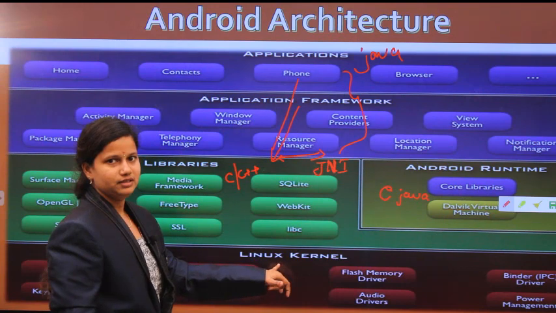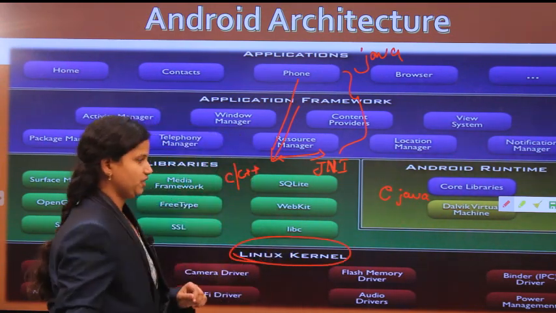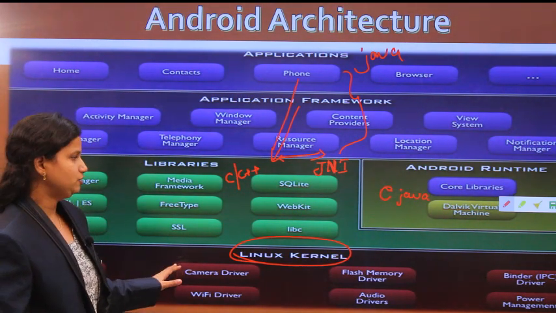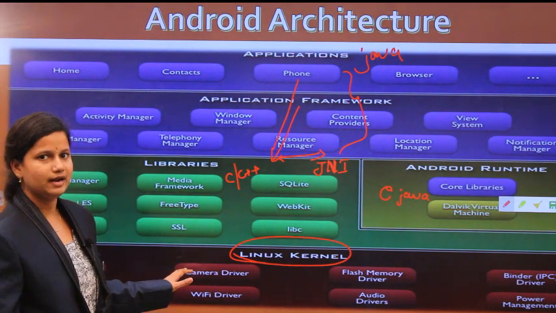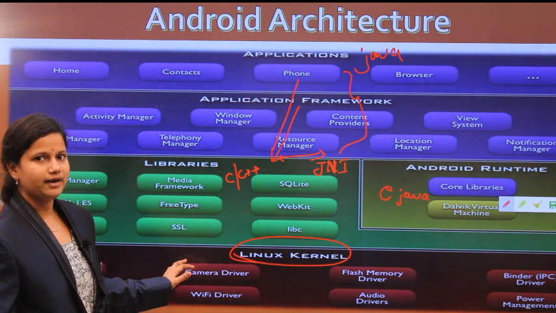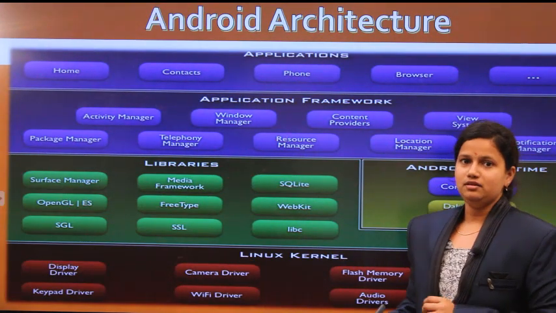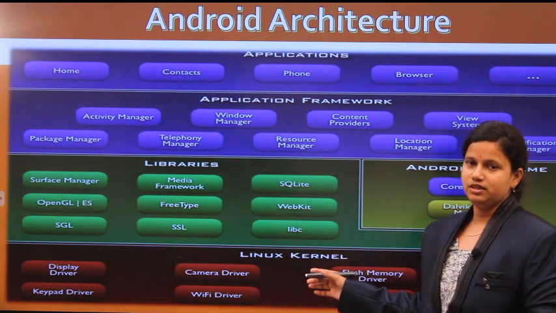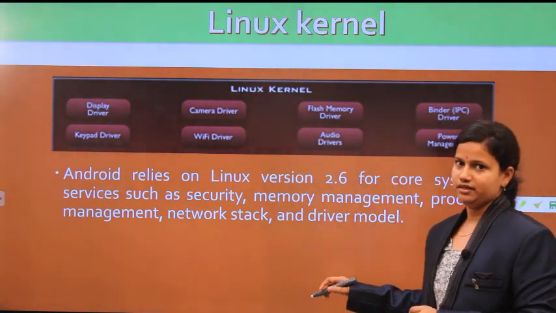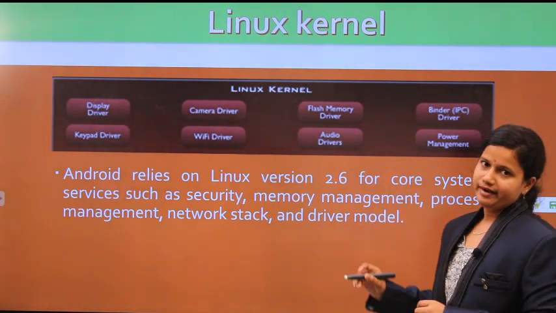The last layer is the Linux kernel. This Linux kernel is presented in red color. Why? Because it contains all the driver classes. These driver classes help us to add the hardware components to the application. Let us see each section one by one. This is the Linux kernel. When you observe, this is the last layer. From the bottom, the first layer is the Linux kernel.